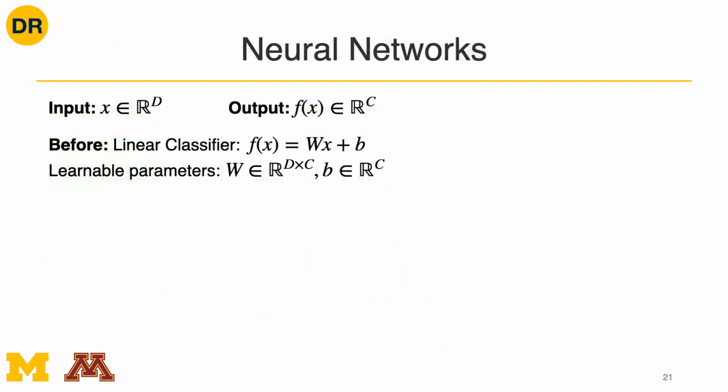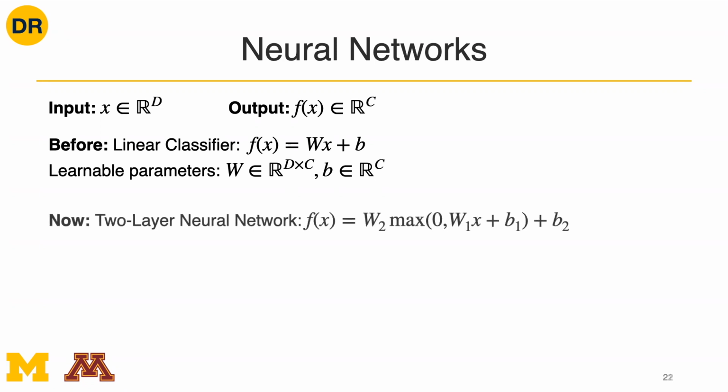Okay, so if you want to formally talk about neural networks, first of all, let's think about the linear classifier. The input is a d-dimensional vector. The output is a c-dimensional vector, where c is the number of classes. The linear classifier is a linear combination of W and b, where W is the weight parameters and b is the bias. W and b are the learnable parameters in this case.